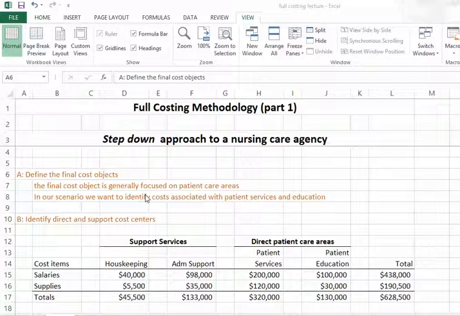There are some specific steps related to this process, and we're going to go through the first few steps in the first lecture. The first thing that we want to identify is what is the goal of our step-down process. We need to define the final cost objects related to the methodology. The final cost objects are generally focused on patient care areas and generally focused on the revenue cycle items that essentially we're using to define what are the billable services.